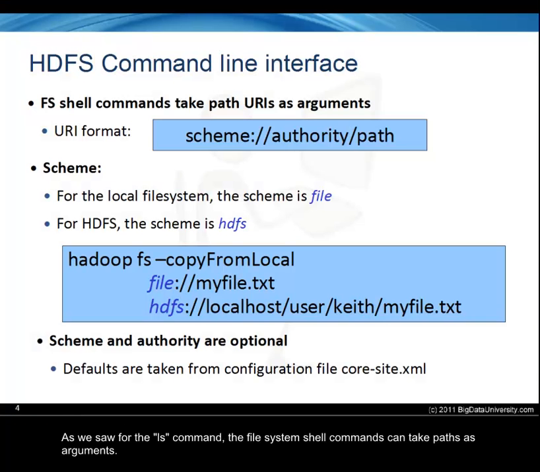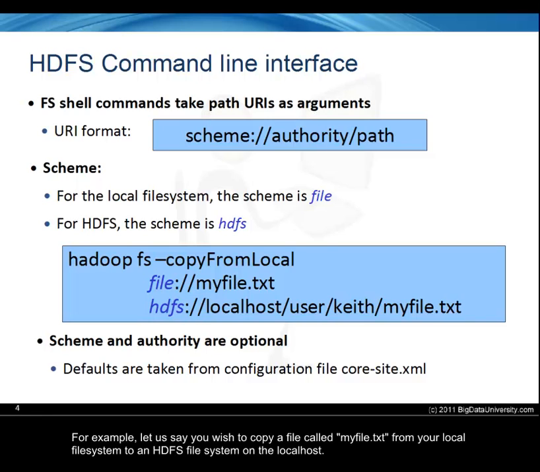As we saw for the ls command, the file system shell commands can take paths as arguments. These paths can be expressed in the form of Uniform Resource Identifiers, or URIs. The URI format consists of a scheme, an authority, and a path. There are multiple schemes supported. The local file system has a scheme of file. HDFS has a scheme called HDFS.